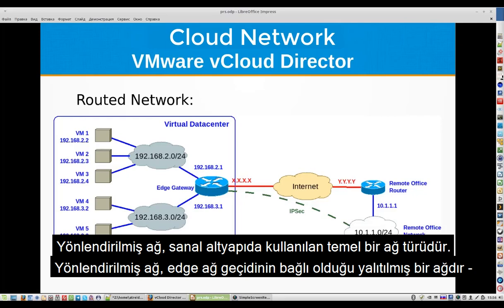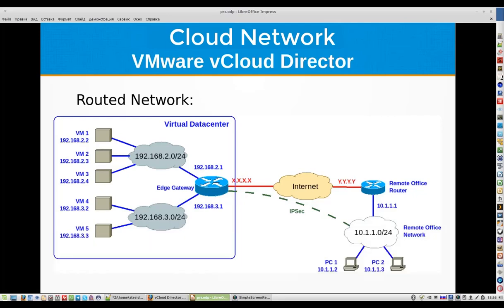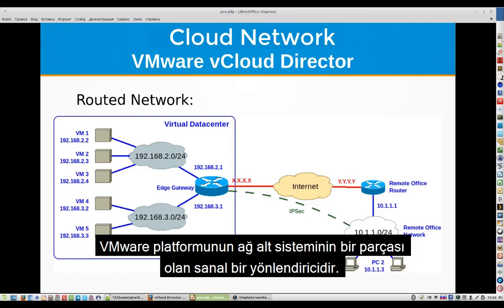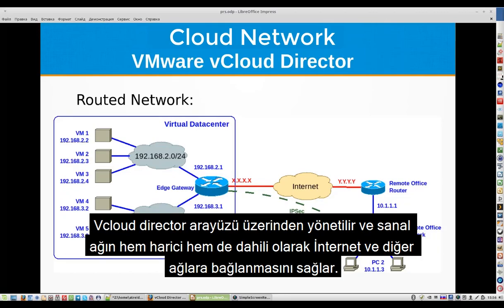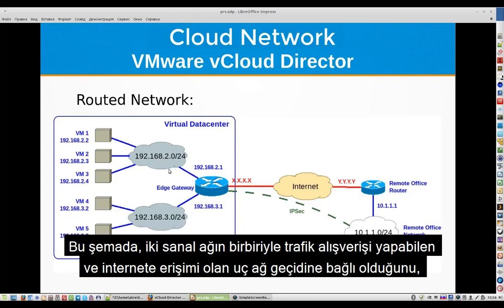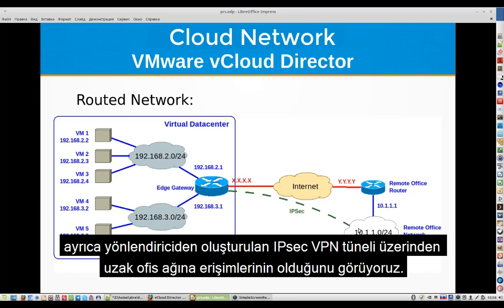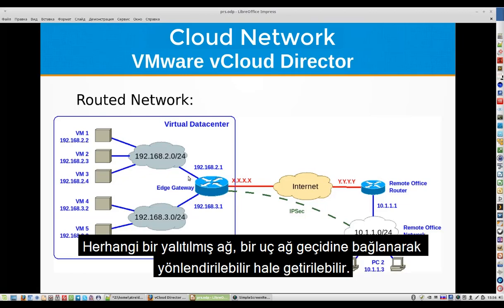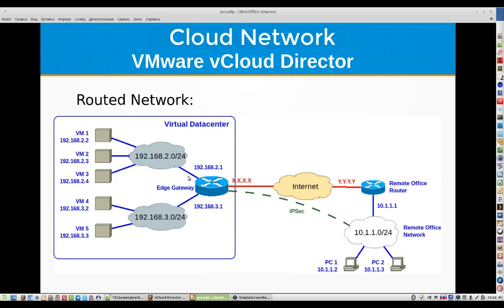Routed network is a basic type of network used in a virtual infrastructure. Routed network is an isolated network to which the edge gateway is connected, a virtual router, part of the network subsystem of the VMware platform. It is managed through the vCloud Director interface and ensures the connection of the virtual network to the internet and other networks, both external and internal. In this diagram, we see that two virtual networks are connected to the edge gateway, which can exchange traffic with each other and have access to the internet. They also have access to the remote office network through the IPsec VPN tunnel built from the router. Any isolated network can be made routable by connecting it to the edge gateway.